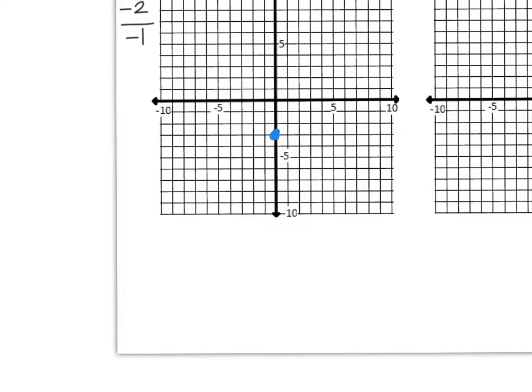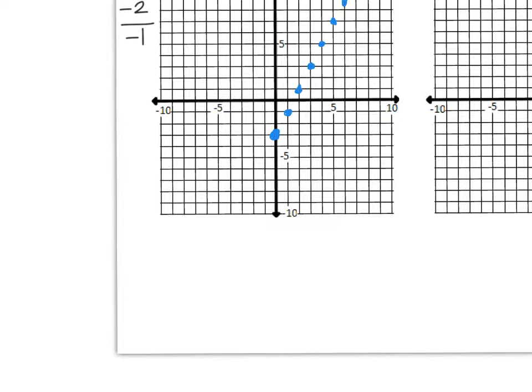Now I'm going to move according to my slope, which here would be 2. So rise of 2 and a run of 1. So up 2 units over 1. Make that point. Up 2 units over 1. And again, I'll continue that pattern, make quite a bit of points here.